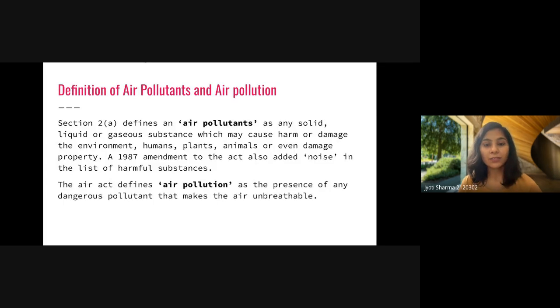Okay, let me show you first. I'm starting with a very basic slide: what do you mean by air pollutant? Because we have the Air Act, and under that Act we have the definition of air pollutant. It can be any solid, liquid or gas that may cause harm or damage to the environment, humans, plants, animals, or even damage property. This is the definition of air pollutant according to the Air Act.